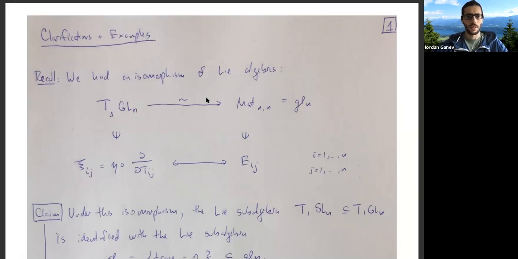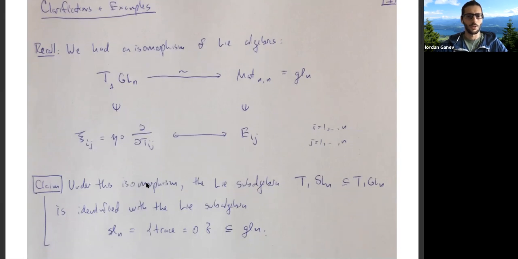So first of all, just like I said before, we have this isomorphism of Lie algebras, tangent space at identity, and n by n matrices, where the elementary matrix Eij corresponds to this partial derivative composed with the evaluation at the identity matrix. So that's what we had from last time. And so now the claim is that under this isomorphism, the Lie subalgebra of SLN is identified with the Lie subalgebra of traceless matrices on this side.